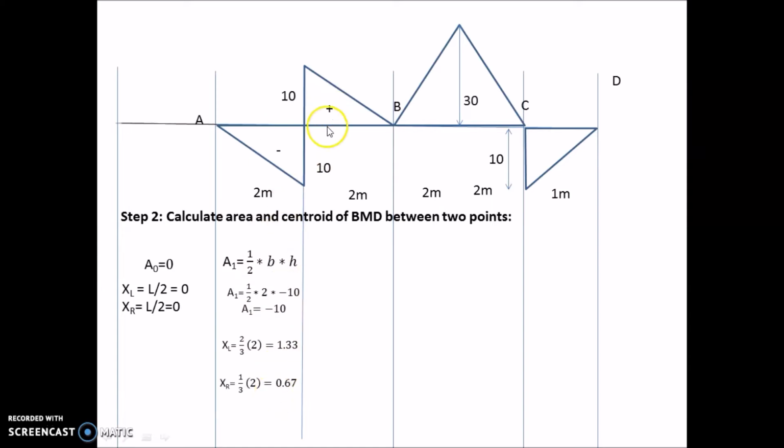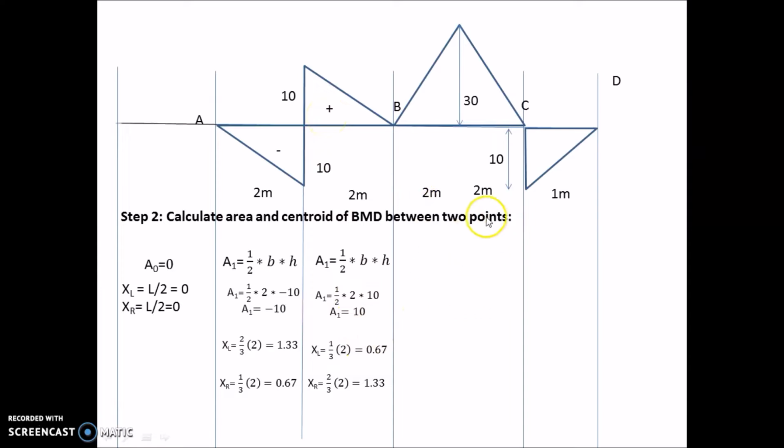Now coming to this span, from here to B, again the same operation takes place. A1 is equal to half base into height, that is half into plus 10 into 2, that is 10, and XL from here will be 1/3 of 2, that is 0.67, and XR will be 2/3 of 2, that is 1.33.